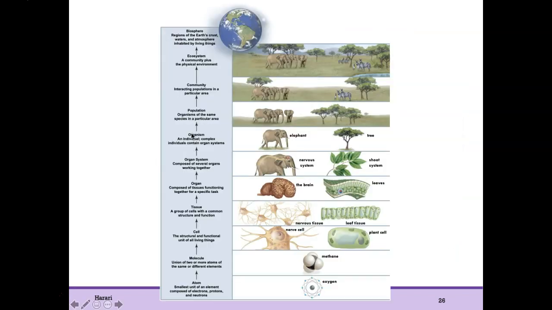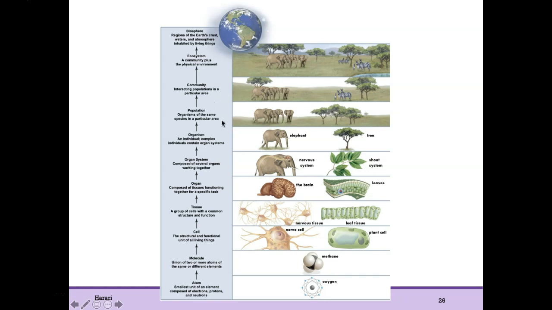So we left off at an organism, which is an individual. But it turns out that individuals actually live in groups. They live in populations. A population is a group of organisms of the same species in the same area. So you could say there's a population of elephants or a population of trees.